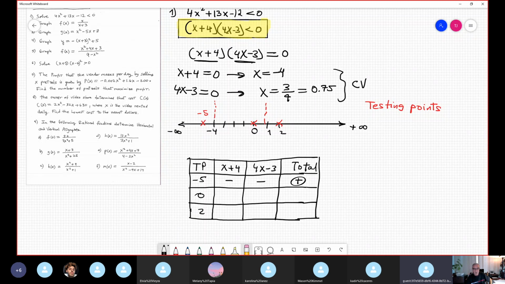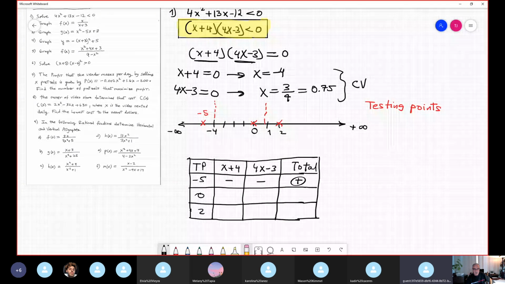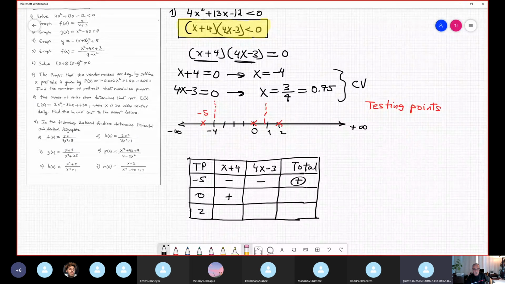This is important information that we need. The table total, the column total. 0 is positive, 0 is negative. This is negative. 2 is positive, and 2 is obviously positive.